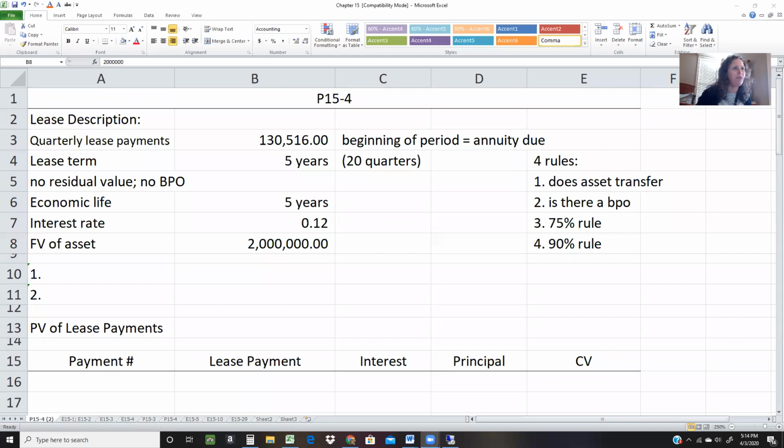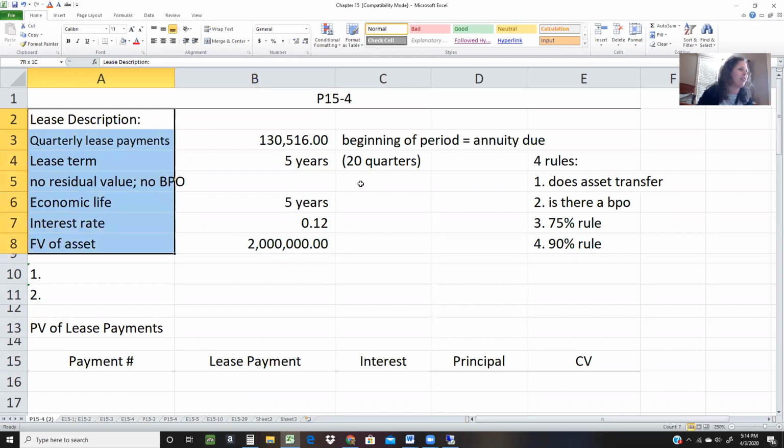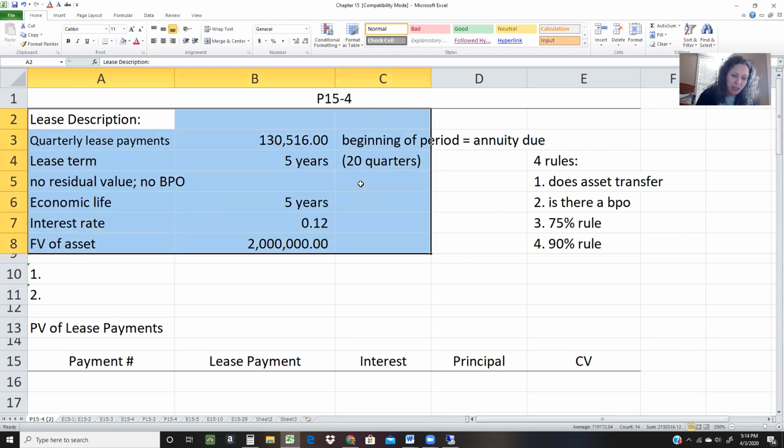So problem 15.4, I went ahead and typed out the given before I started the video just to make the video a little bit shorter. Literally though, I didn't do anything more than type out the given. So the lease description, I went ahead and just typed all of that in here. The quarterly lease payments are going to be $130,516. It's a 5-year lease, but it's quarterly payments, so that's 20 quarters.